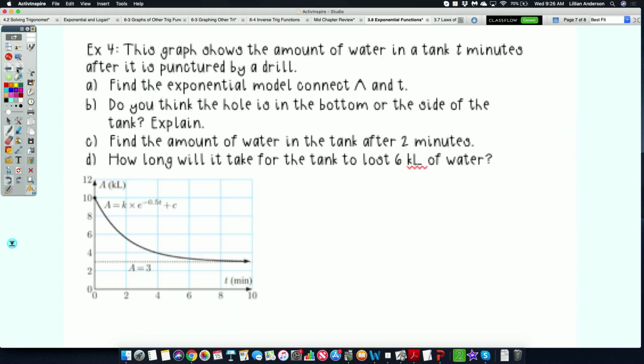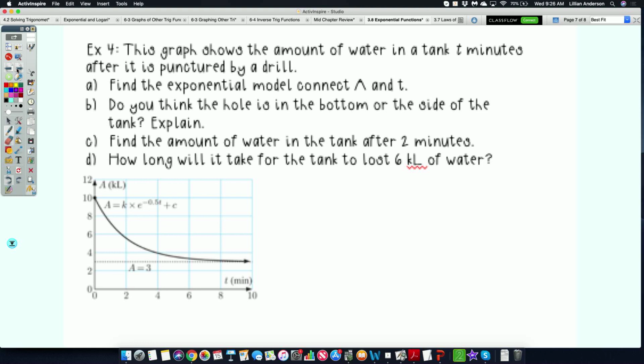Example 4. Now this graph shows the amount of water in a tank T minutes after it's punctured by a drill. So the x-axis represents time, and A represents the amount of water in the tank. Clearly, if you puncture a hole, the amount of water is going to decrease, hence why it's going down. This is an example of a decay function, okay? And it says, find the exponential model that connects A and T together.